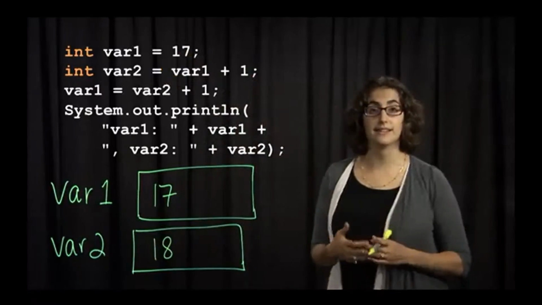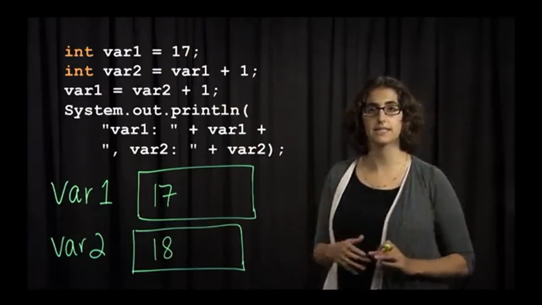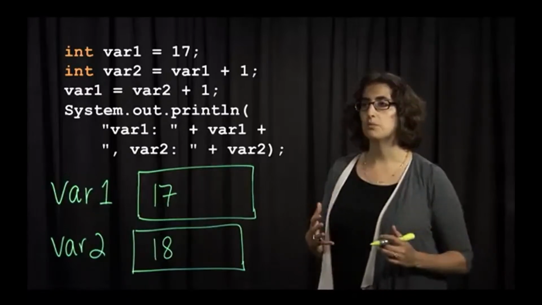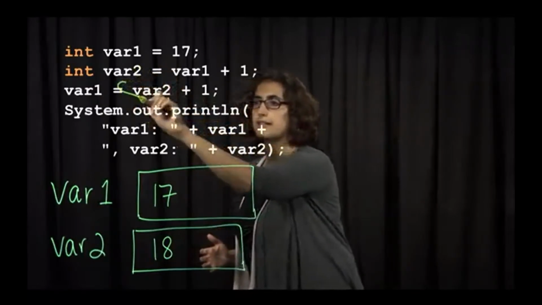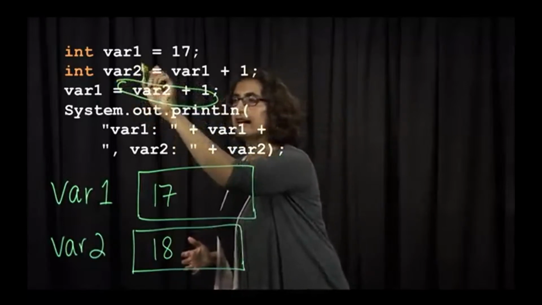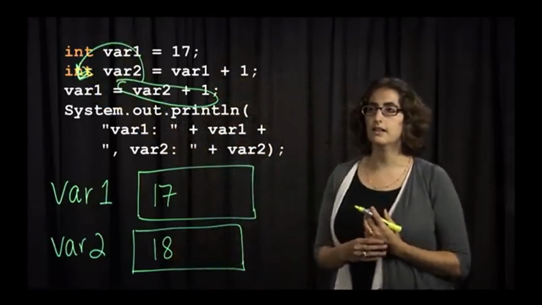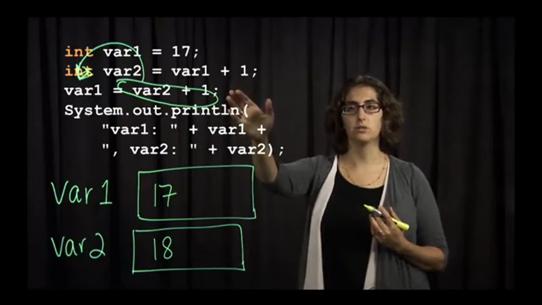We go into the next line, and the next line is now just a pure assignment statement. What we want to remember is that for this assignment statement, we're taking the value on the right-hand side of the assignment statement, and what we'd like to do is assign that to be the new value of the variable on the left-hand side. Okay, so on the right-hand side over here, we've got var2 plus 1.